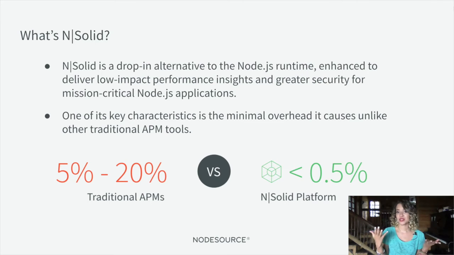So while traditional APMs incur an overhead range from 5 to 20%, which makes your application slower, NSolid overhead is less than 0.5%, and it gives you the best metrics without sacrificing performance.